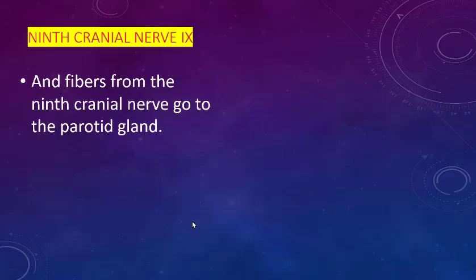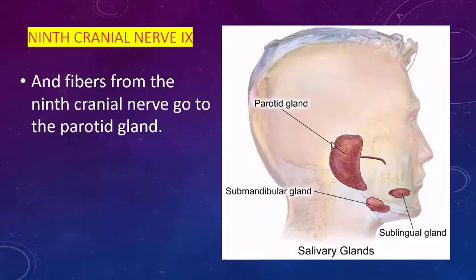The ninth cranial nerve, its fibers, now go to the parotid gland. The parotid is a mixed gland which secretes mucus and saliva, and the ninth cranial nerve supplies the parotid gland. It also causes salivation.